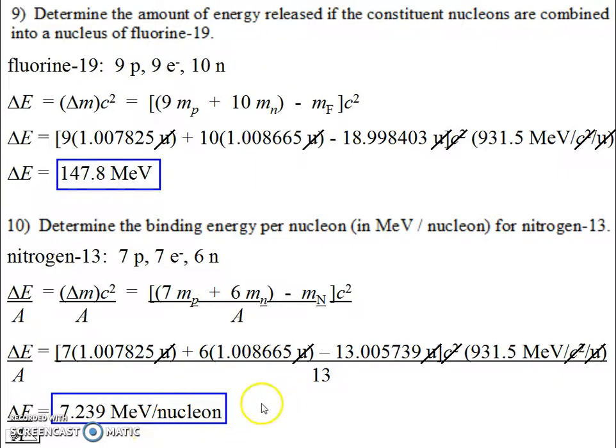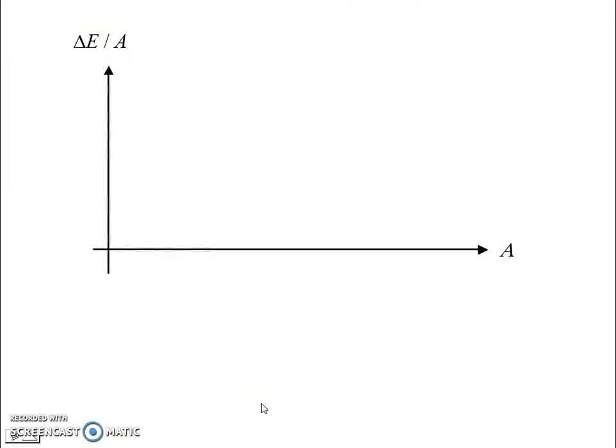Well, binding energy per nucleon might be a little more useful for us. Let's talk about why that might be. Let's look at a graph. Binding energy per nucleon versus number of nucleons, versus mass number. Okay? And there's a graph like this in the book. It looks something like this.